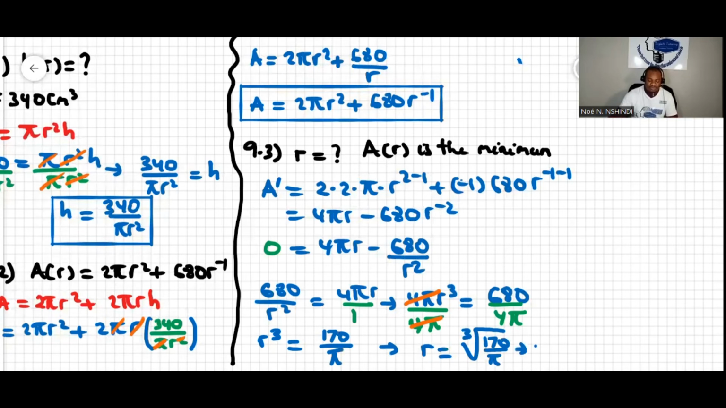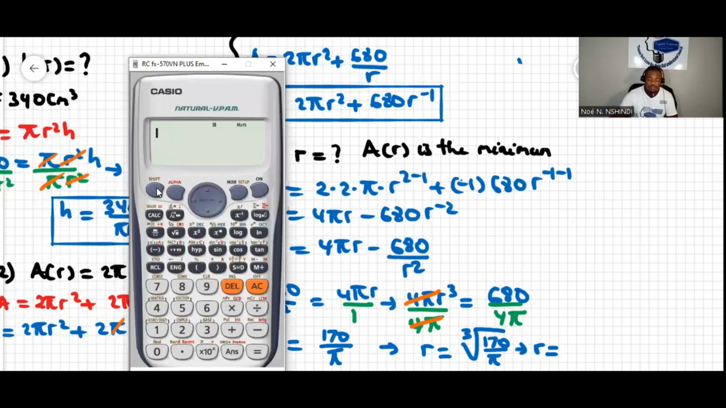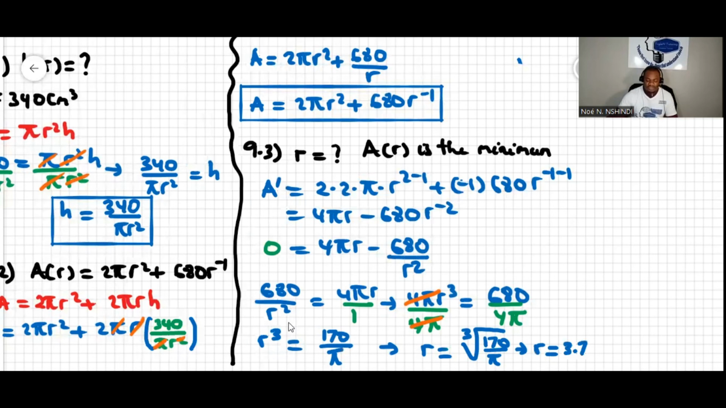And then r will be equal to, let's use the calculator. For the cube root, press shift, and then the cube root button, and then 170 over pi. Then we get that this is equivalent to 3.78 centimeters. That's 3.78 centimeter. That's the radius r. Thank you.